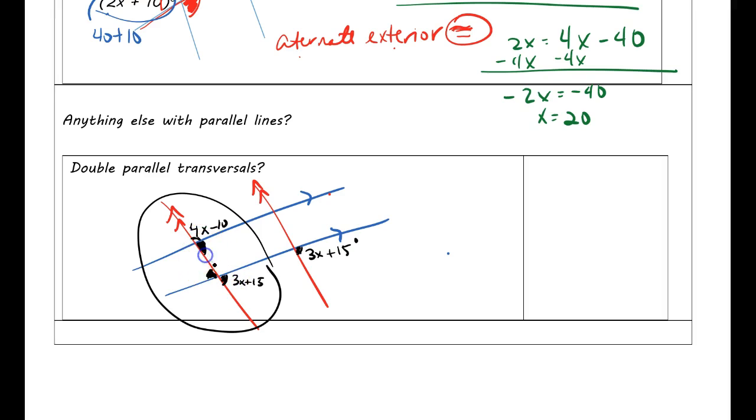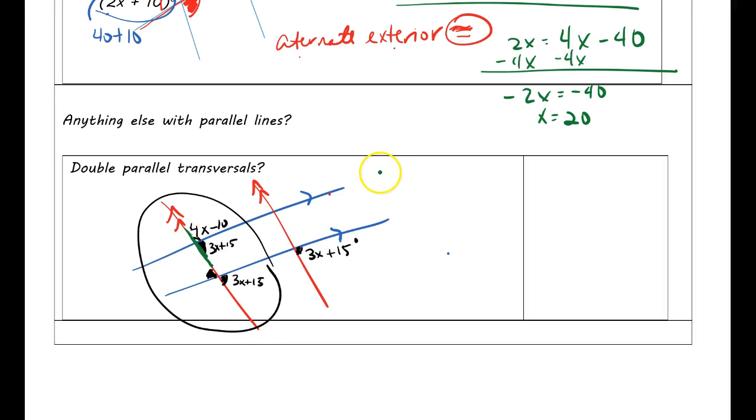So I'm going to go ahead and label this as 3x plus 15 again. Now look, now I'm over here and these two guys are together. And what's their relationship? Are they equal or are they supplementary? Well, they are supplementary. Why are they supplementary? That is a straight line right there, right? So these two have to add up to 180.